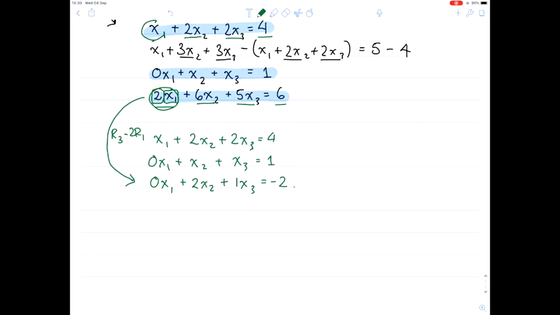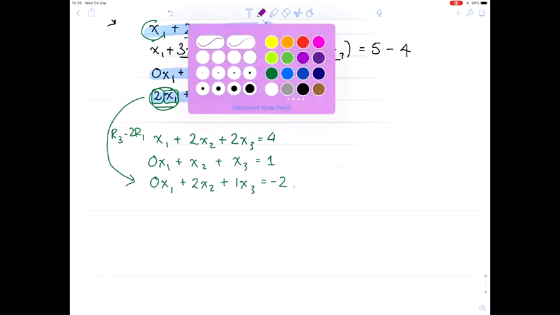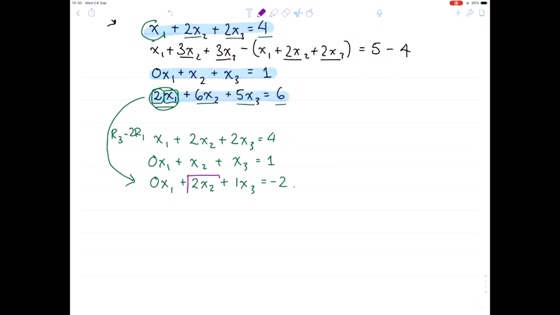What next? Well, the next thing I'm going to try and do is get rid of this term. So notice, if I subtract 2 times row 2 from row 3, then I will get rid of this 2x2 term. So let's go ahead and do that.